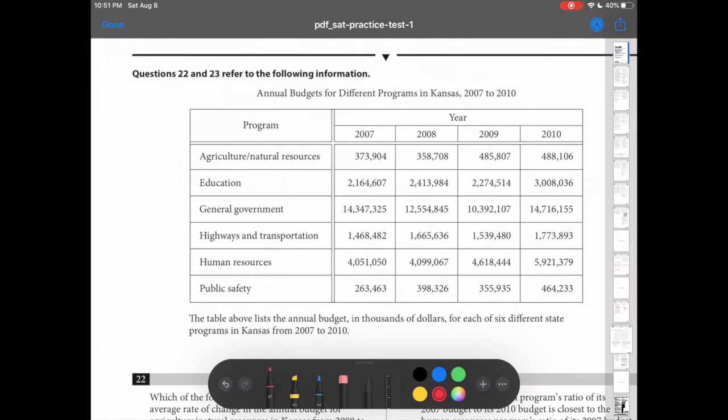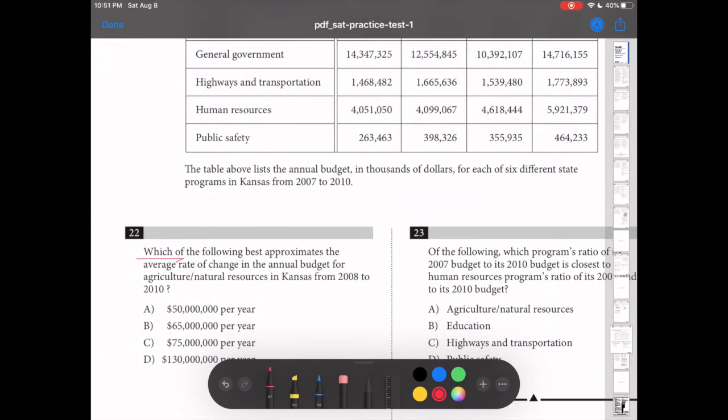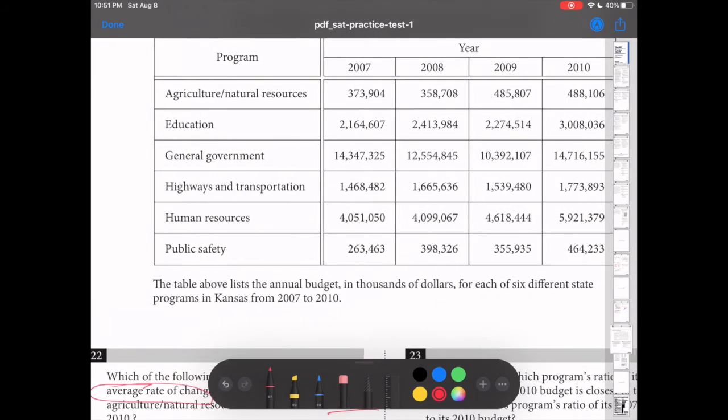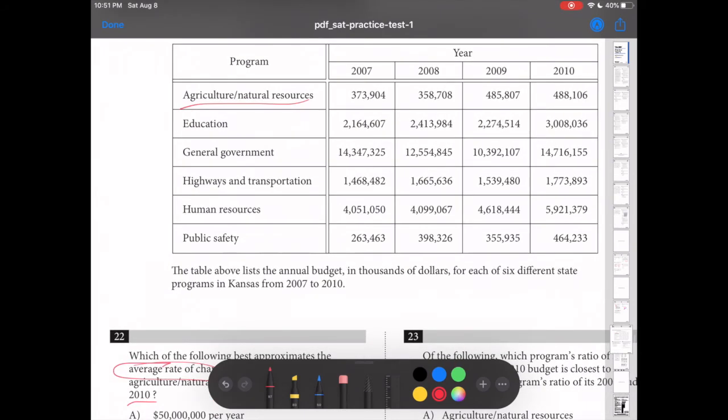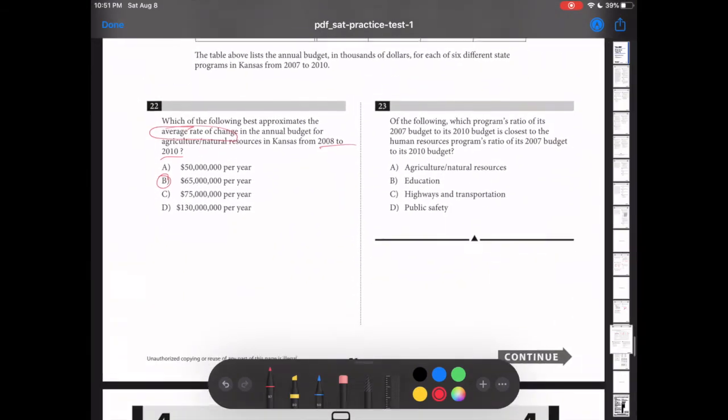Alright, question 22. More graphs. Told you this section was stats heavy. This is talking about average rate of change. Immediately you should know that's actually the term for slope. Slope is an average rate of change. So what's the change in value over the change in time, which happens to be 2 years from 2008 to 2010. That's all you need to look at in the chart over here. This is agriculture, natural resources, 8 to 10. You can use your calculator or quickly guess. And the answer divided by 2 should be around 65 million. Beware of the large numbers there.